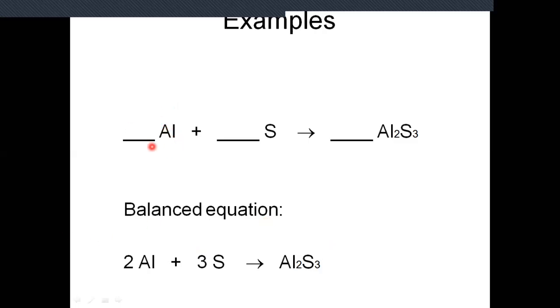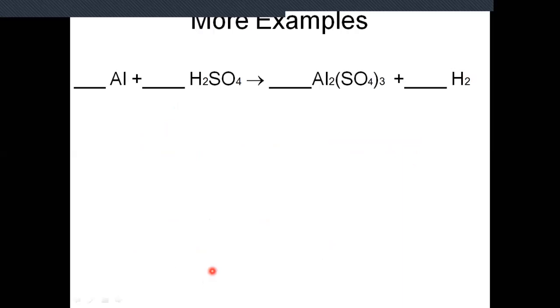Now, aluminium reacts with sulfur to form aluminium sulfide. There are two aluminium atoms, so we will multiply aluminium by 2 on the reactant side. And on the product side, there are 3 sulfur atoms, so we will multiply sulfur by 3 on the reactant side. So it is a balanced chemical equation.